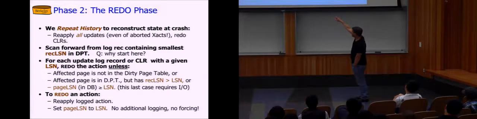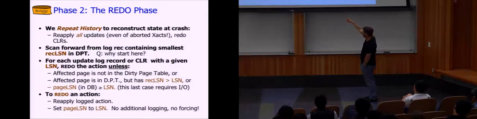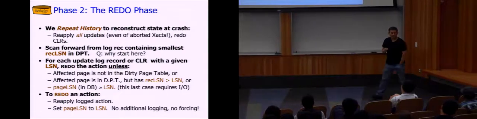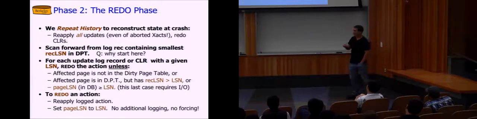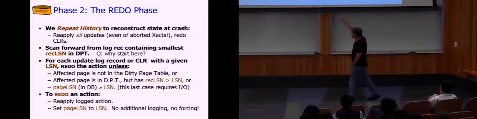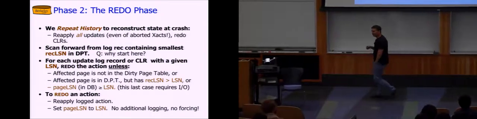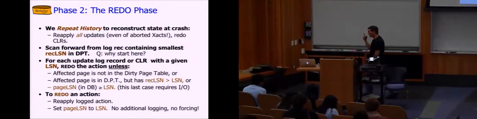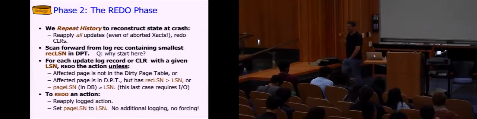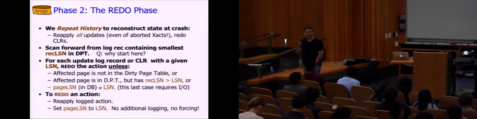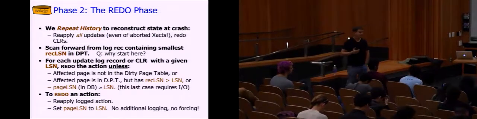You don't redo the update if the database already has it. That would be true if the pageLSN in the database is greater than or equal to the current LSN. Good? So those are all cases where you know that the database has already seen this update and recorded it. So we'll apply each update at most once during redo, and if it was already applied prior to the crash, then we don't apply it at all.